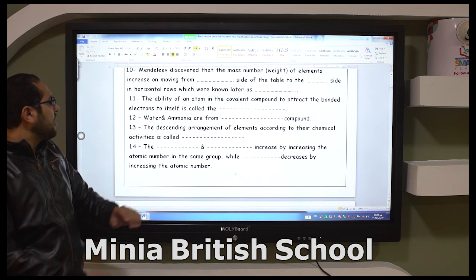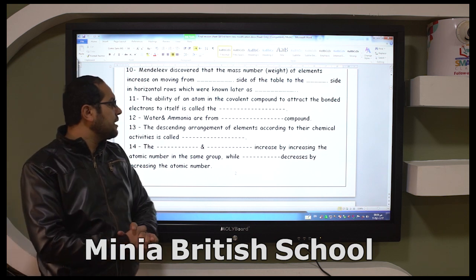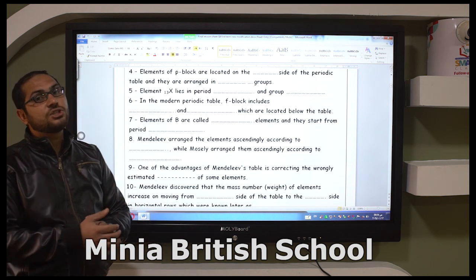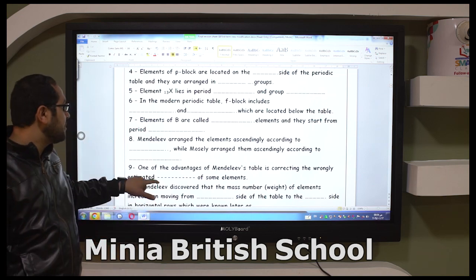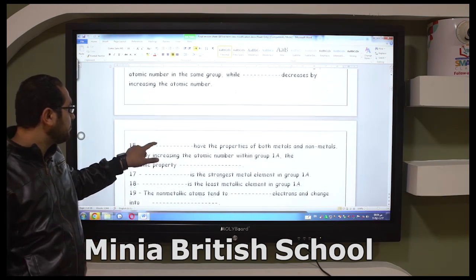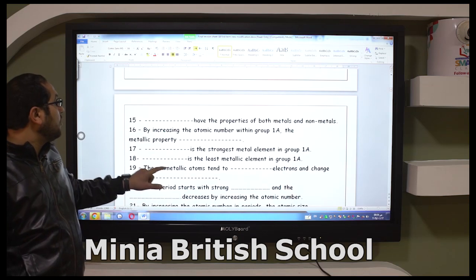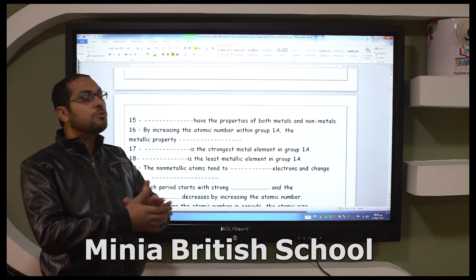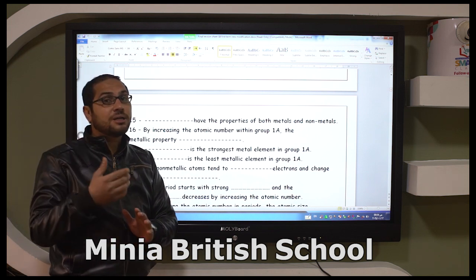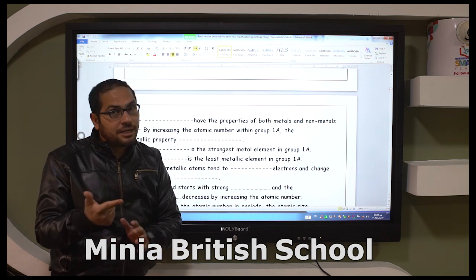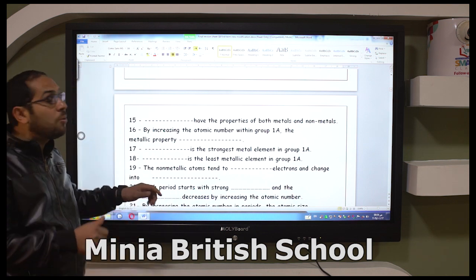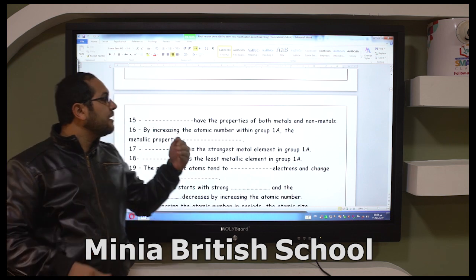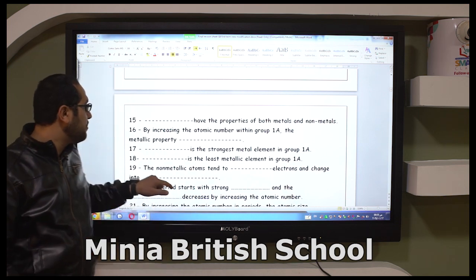Number 13, the decreasing arrangement of elements according to chemical activity is called what? This is the definition of the chemical activity series. So what will happen by increasing the atomic number within group 1A? The atomic size increases also, while the atomic size decreases from left to right in the same period.